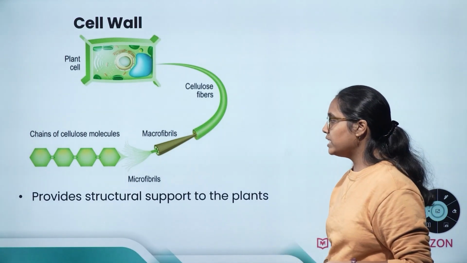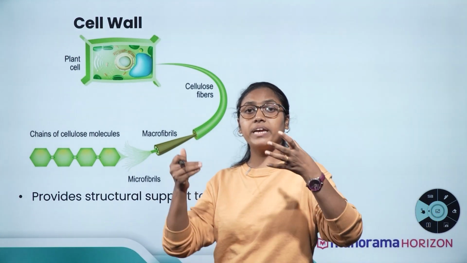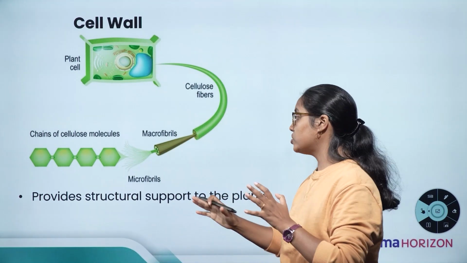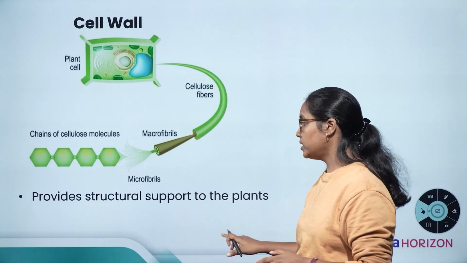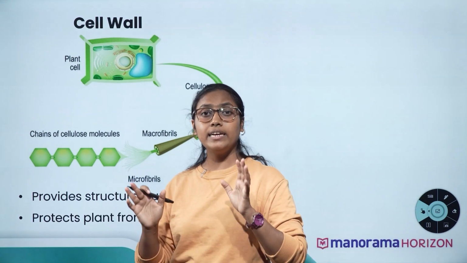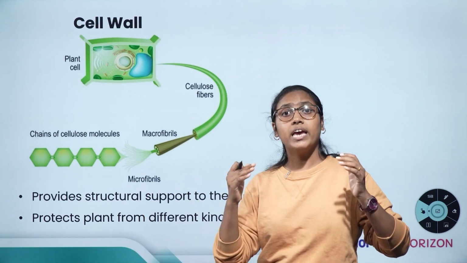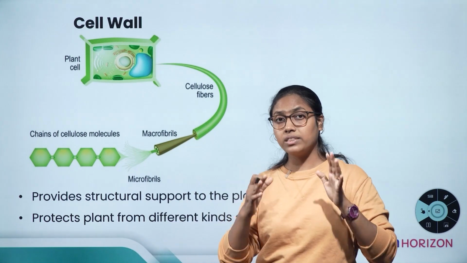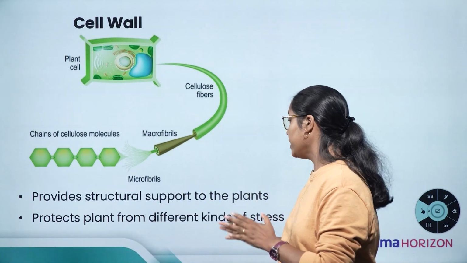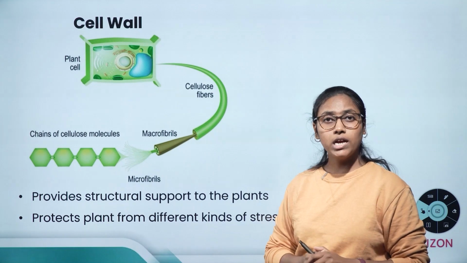Okay, so you can see here, it provides structural support to the plant. So, first thing, it makes the plant hard. Okay, cell wall makes the plant hard. It provides structural support to the plants, as well as it protects the plant from different kinds of stresses. Okay, the environmental stresses, heat, cold, rain. Even the pathogens like bacteria, fungal attack, all this it protects the plants. Okay, so this is done by cell wall.